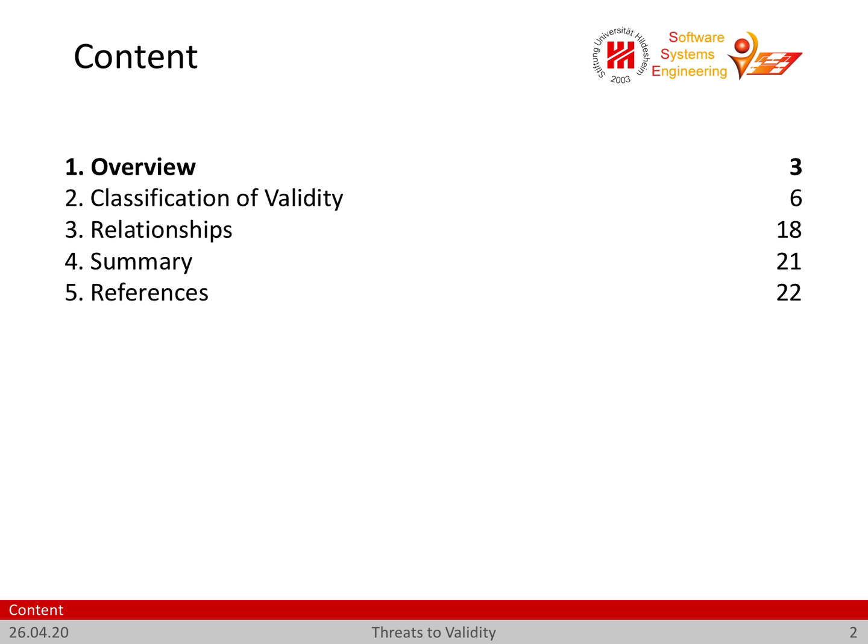This is the layout for the chapter today. We will start with a short overview of what validity is. We will discuss a classification of validity. We will then discuss some relationships among different ways to define validity, and we will then summarize and conclude.